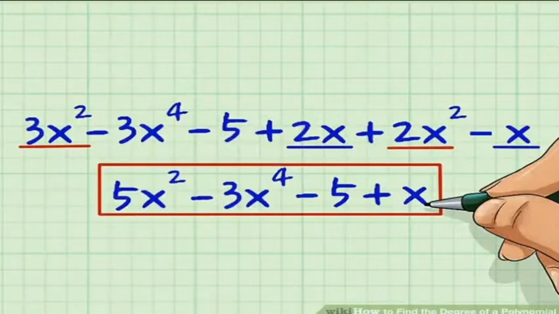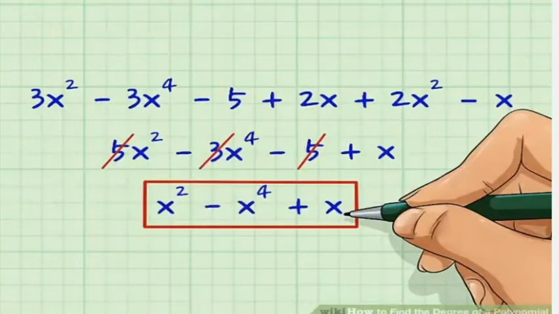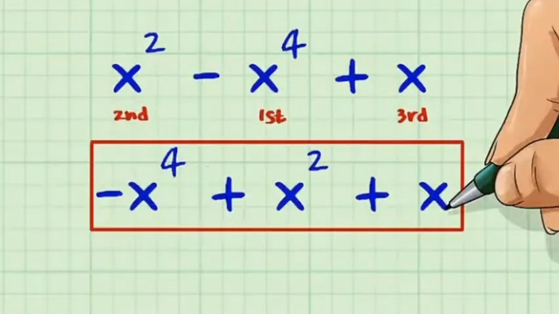You can see the example 3x^2 minus 3x^4 minus 5 plus 2x^2 minus x. This can be written in proper form as 5x^2 minus 3x^4 minus 5 plus x. What do I mean by proper form? It means arranging it properly. Now, as you can see here, if you neglect the coefficients 5, 3 and 5, there are 3 terms coming up: one is x^2, one is x^4 and one is x.